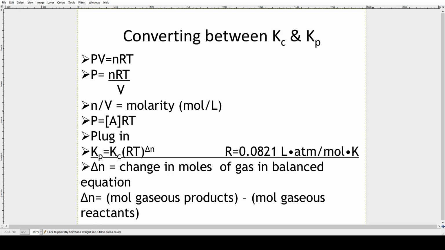Okay, we're almost done. Converting between Kc and Kp. So you can actually convert between the two. And it involves PV equals nRT. That should be ringing a bell in your mind right now. This is also known as the ideal gas law.